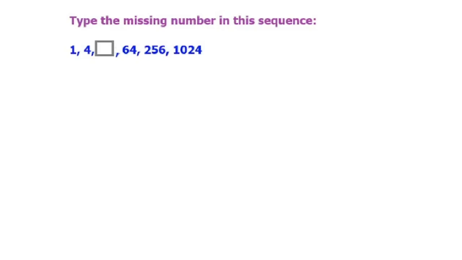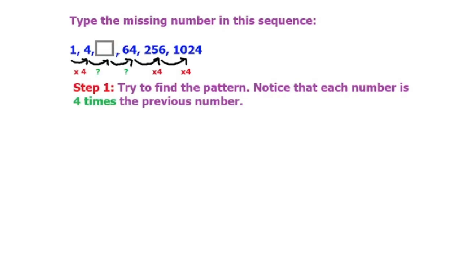In this video, we're going to work on another sequencing problem. So if we have a problem like this that says type the missing number in this sequence, and we have a list of numbers and a blank one. So we need to figure out what we're going to put there and how to do it.